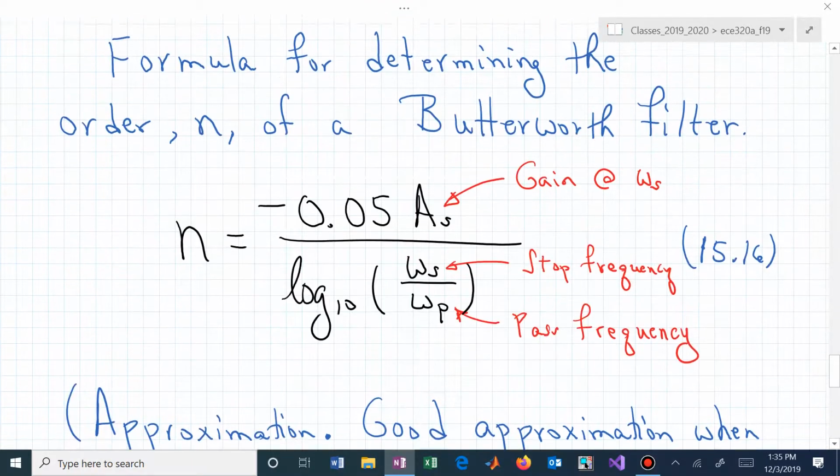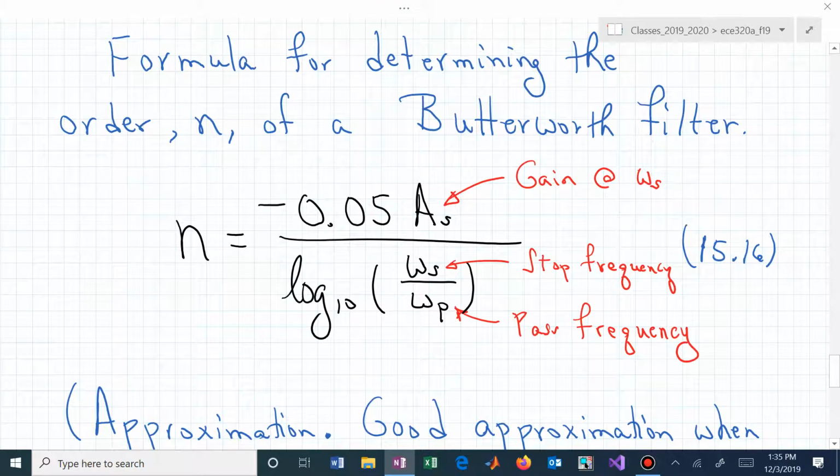Now we can go up here and we can say, oh, I can determine what order of filter I need to satisfy that constraint or that design requirement. You now say, oh, my A sub s was whatever I said it was, minus 30 dB. You plug that in for A sub s. Omega sub s was 200 radians per second. Omega sub p was 45 radians per second. You do all of that with your calculator. We'll allow that, and then you'll get N.